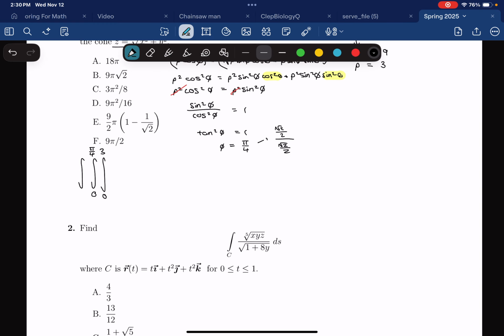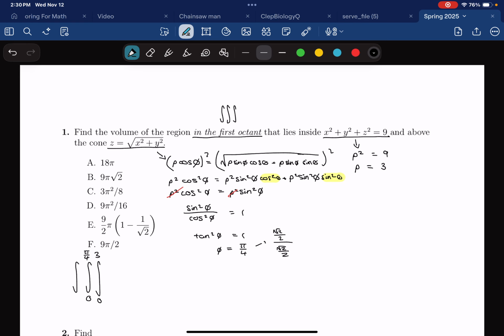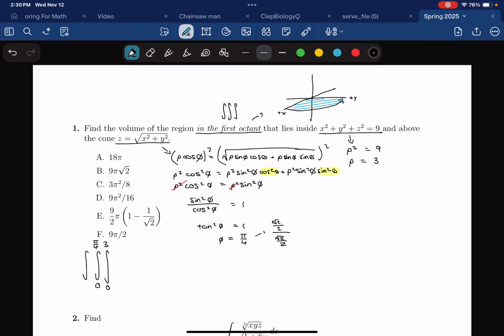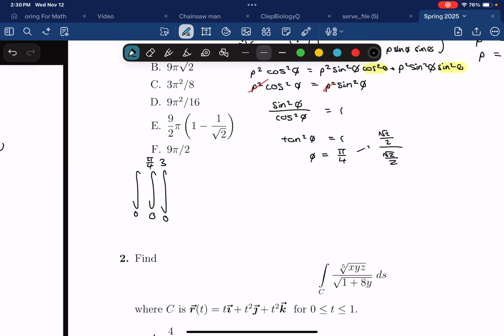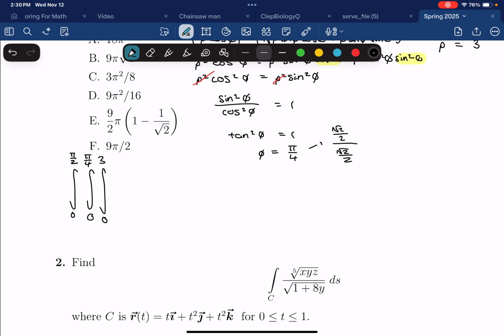Now you might be wondering, how do you find your theta? Well, this says our first octant here. If I draw this all out, our first octant is going to be this little area right here, where it's positive x, positive y, and positive z. So we know that if we go this way, well, I guess the z is not really important in this case. It'll just be from 0 to pi over 2.